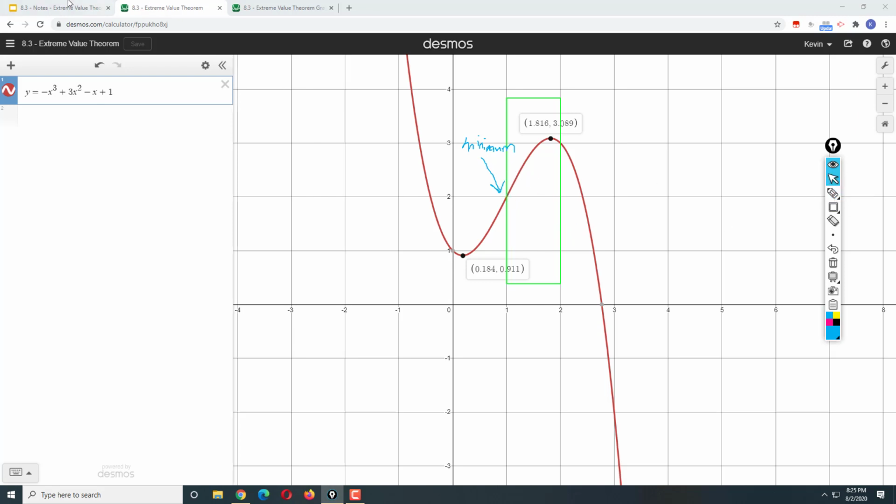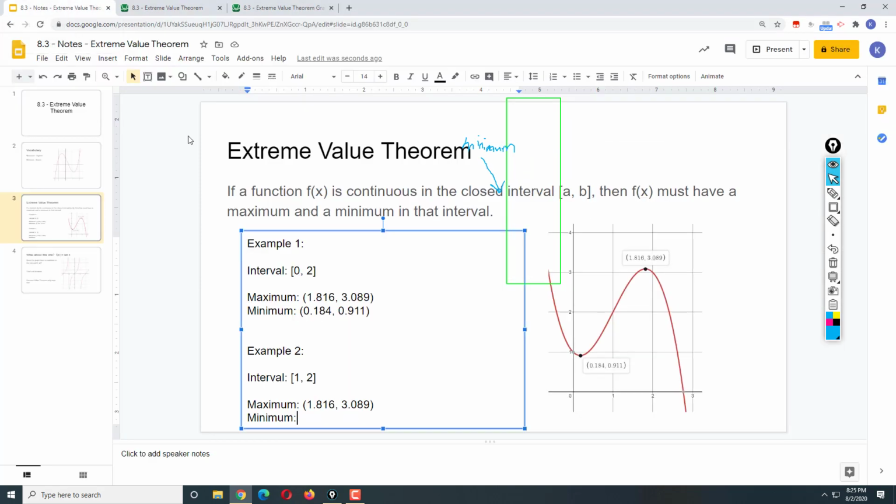That's okay. This is a closed interval. It includes those 2 points. So the minimum is x equals 1. And for this graph, when x equals 1, y equals 1. So in the closed interval 1, 2, the maximum is 1.816, 3.089. The minimum is 1, 1. So the maximum and the minimum might depend on the interval. Different intervals, different answers. But the extreme value theorem says there's always a maximum and always a minimum.